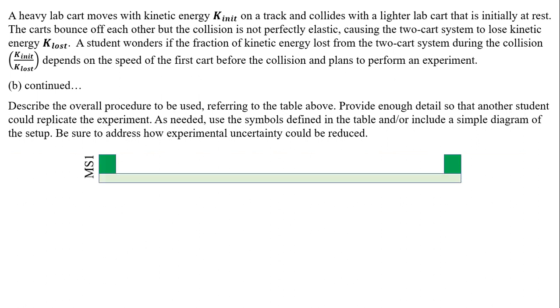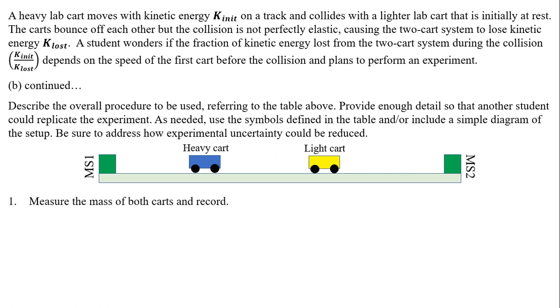Now, when I drew this, there's my track. There's one motion sensor, that's motion sensor 1. There's the second motion sensor. There's my heavy cart, and there's my light cart. Now, I need an overall procedure to be used. You need to be specific. You are collecting data, you're not manipulating data, you're just collecting data.